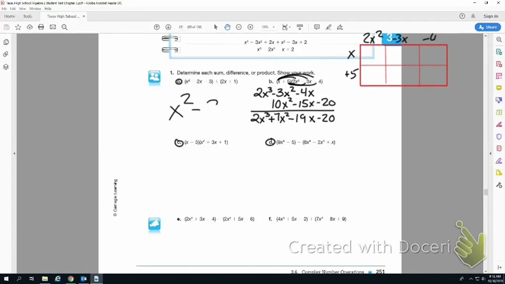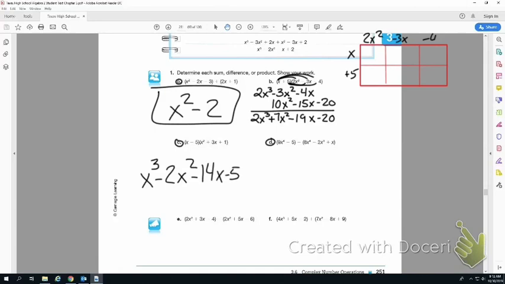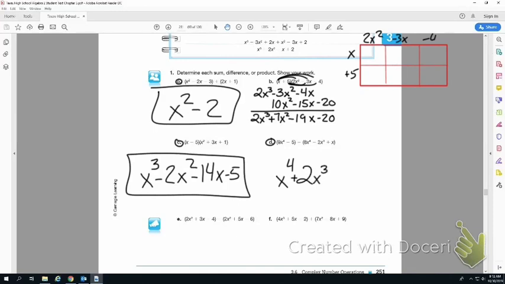Here's the answer to A. Here's letter C. There's the answer for D.